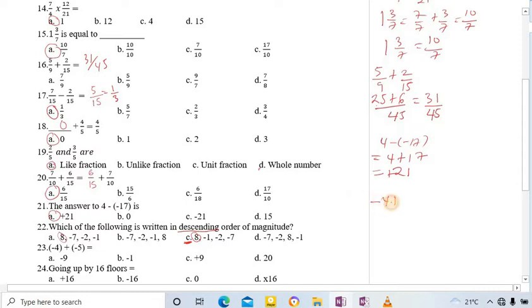Negative 4 plus negative 5. So two negative numbers adding, you get a negative number as well. That would be negative 9. And that is an A.